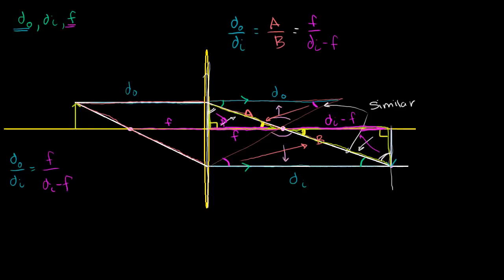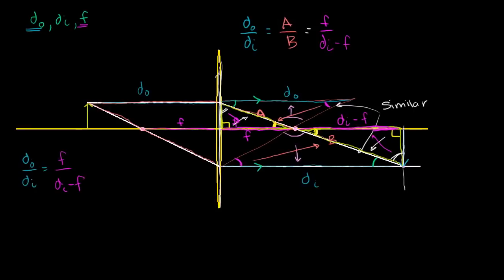And now here we just have to do some algebra. So let's, just to simplify this, cross multiply it. So if we multiply d naught times this thing over here, we get d naught di minus d naught f, I'm just distributing this d naught. Cross multiplying is really just the same thing as multiplying both sides by both denominators. That is going to be equal to di times f.